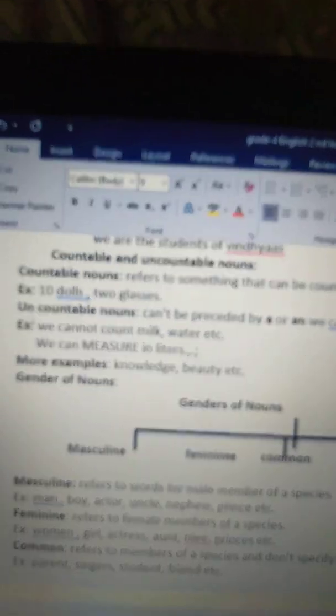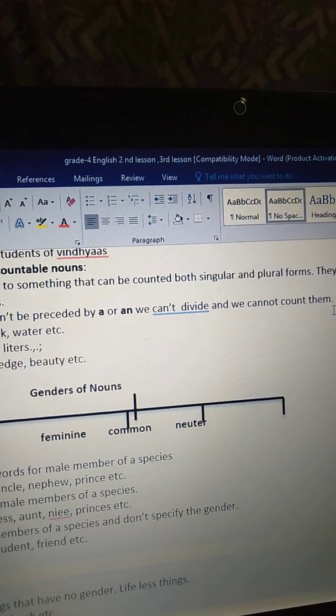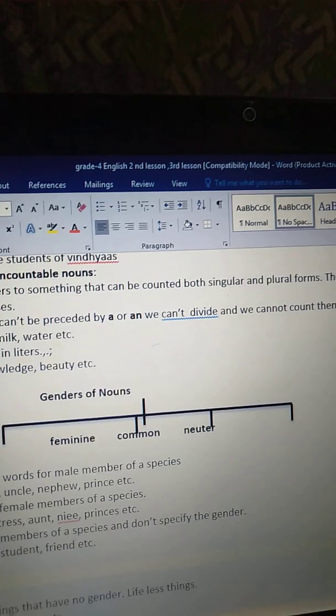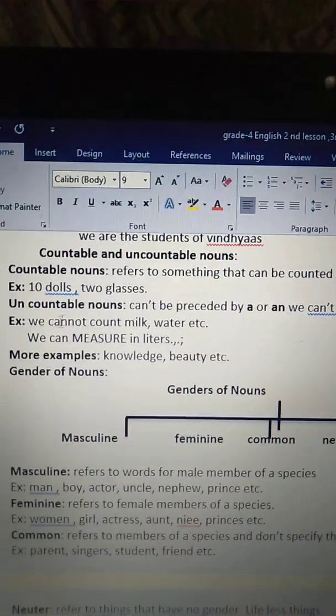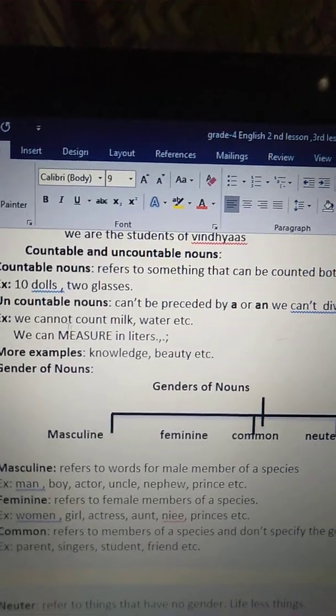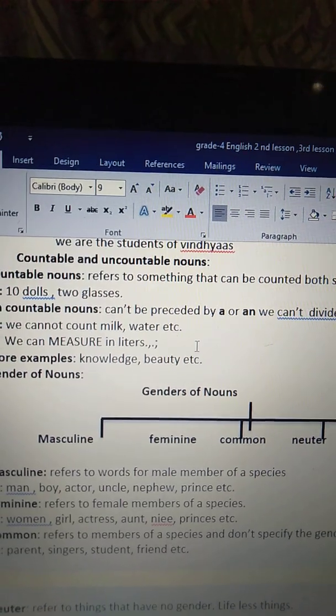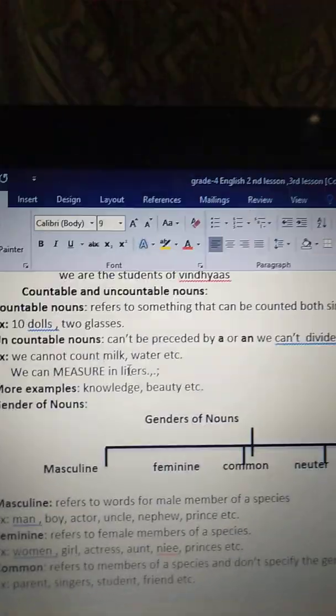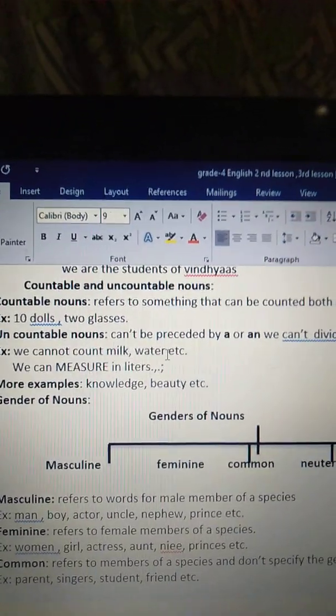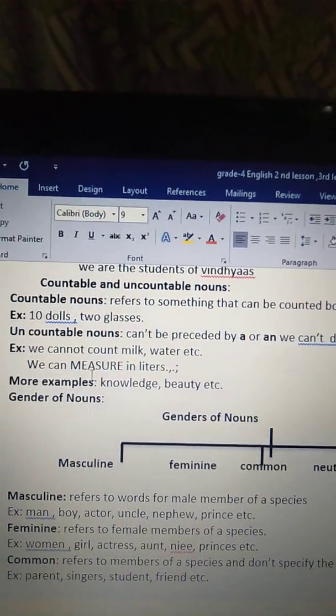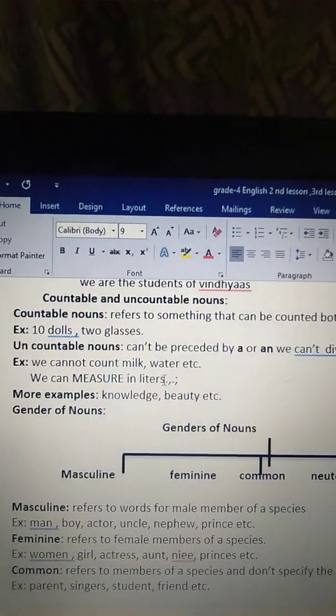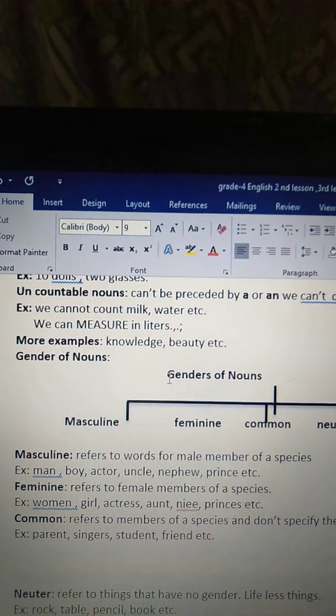Okay. Uncountable nouns. These uncountable nouns can't be preceded by a or an. We can't divide and we cannot count them. We cannot count the uncountable nouns. For example, we cannot count milk, water, etc. Can we say 10 milk, 10 water? No, we can't say. We can measure in liters. So, these are uncountable nouns.